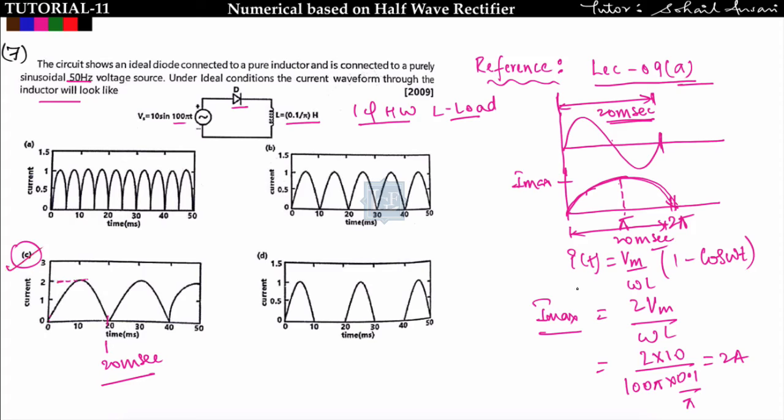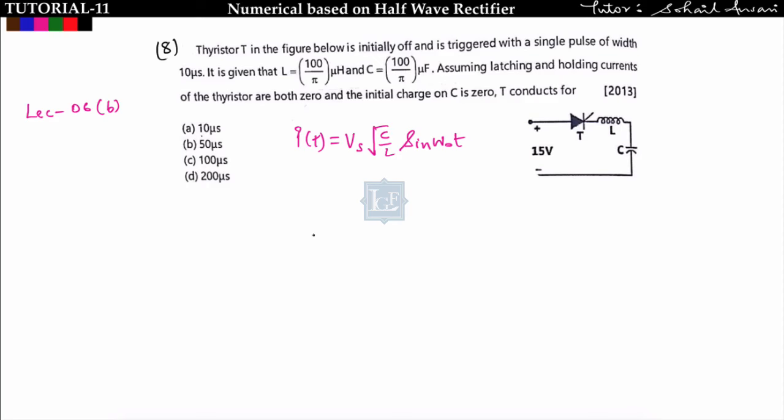You can go through these two options, means either find the maximum current or find the time period. So the time period of this current waveform, from 0 to 2 pi, is equal to 20 millisecond. Okay, see the next question.